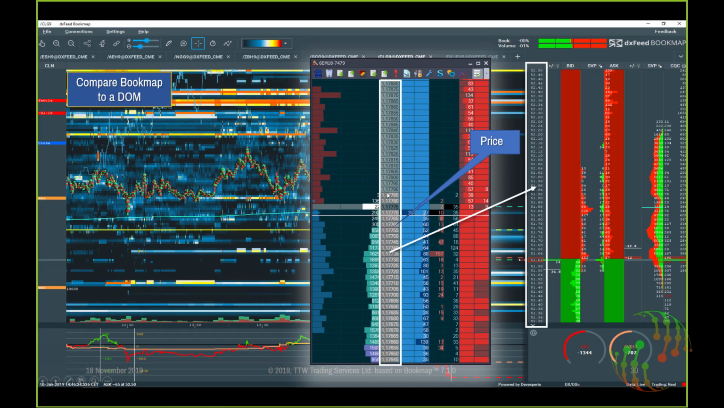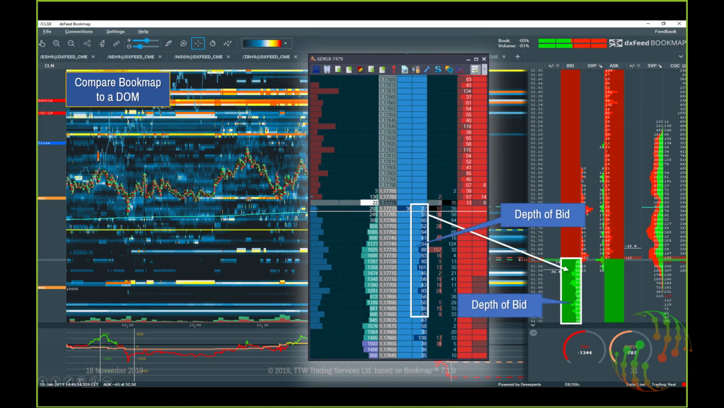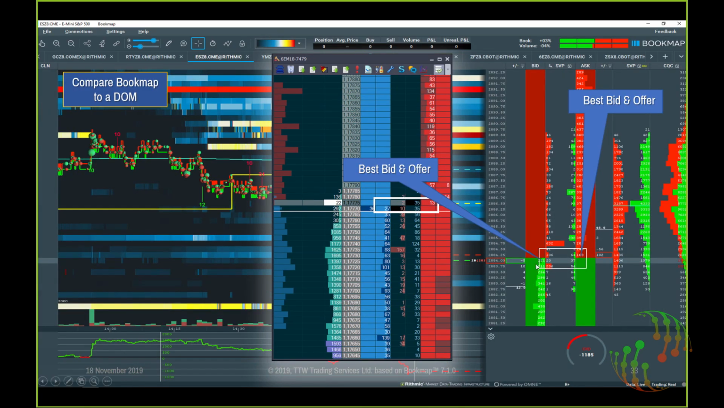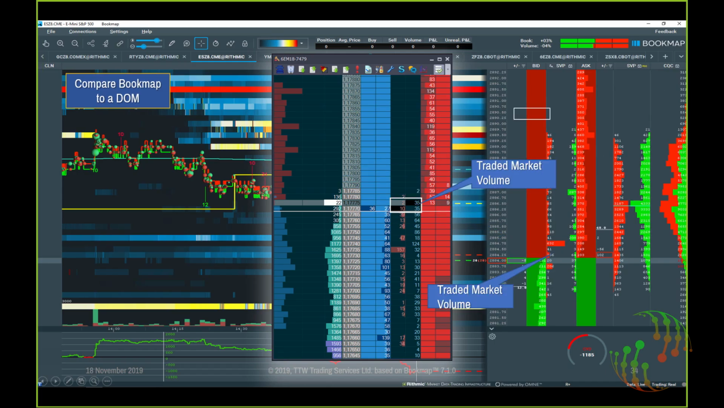Again, very briefly, if you compare both platforms, Jigsaw and Bookmap, they are equally organized, let me say this. You have the price here, you have the depth of bid and depth of ask here. It's absolutely the same, and even if you have the same data feed, I've tested it with Rithmic, the numbers are absolutely equal. You have the best bid and the best offer, like here. Traded volume, we will talk about aggressors in this column here.